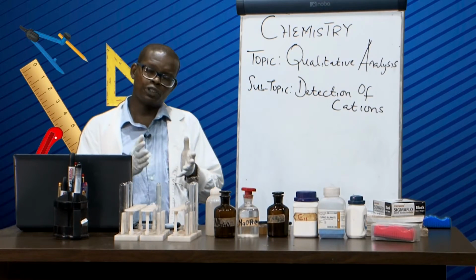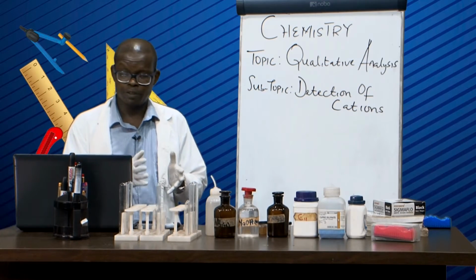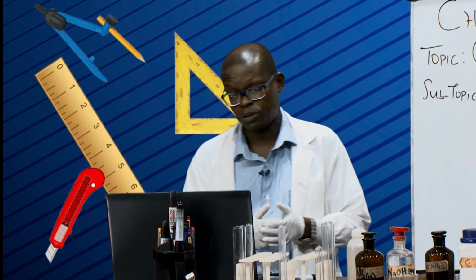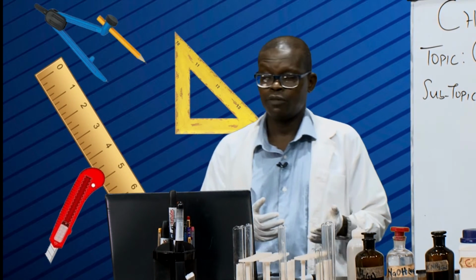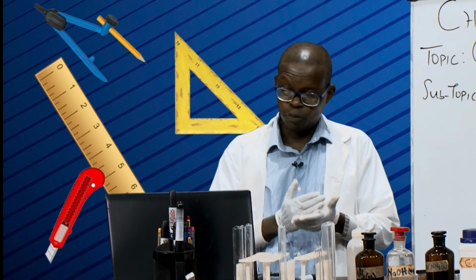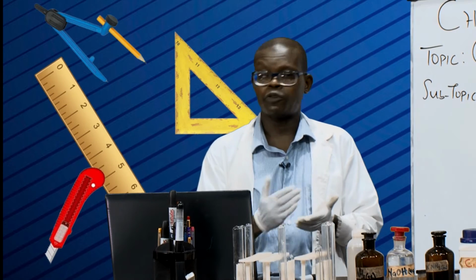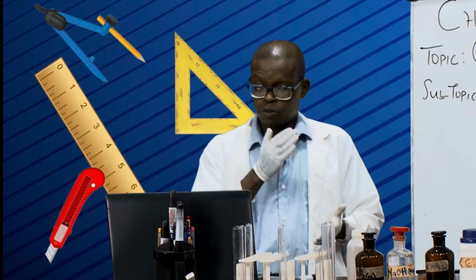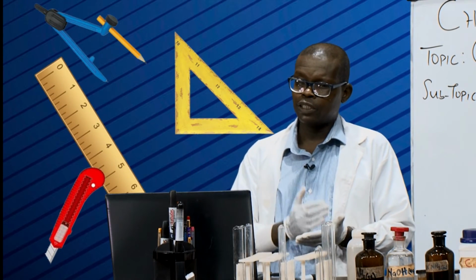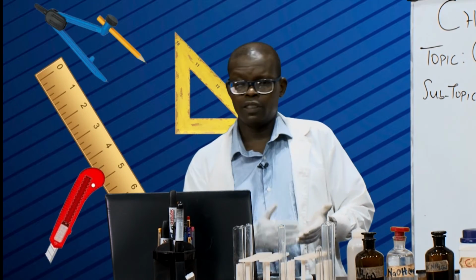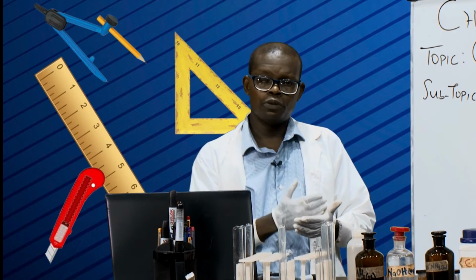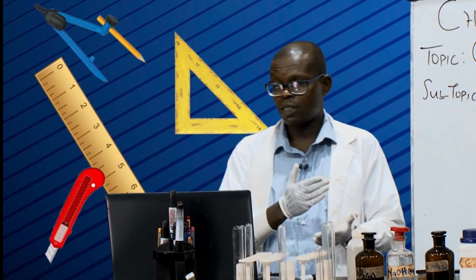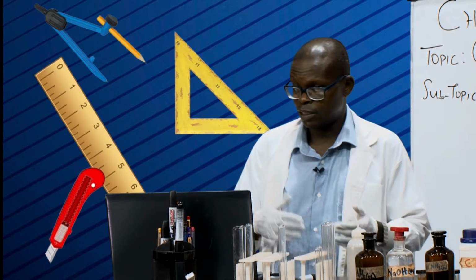And then we looked at the procedures for carrying out qualitative analysis when you want to detect cations. I said there are basically 4 procedures, which you'll see on the screen, at least for you to remember. You prepare the solution of the sample that you want to test for. After that, you divide it into 2 portions. To the first portion, you add sodium hydroxide solution in drops, then in excess. To the second portion, you do almost the same thing, but this time around with ammonia solution. That is, you add ammonia solution in drops and then in excess.